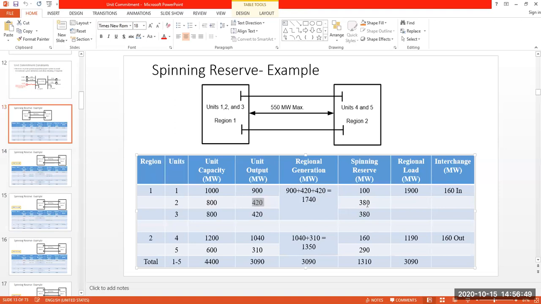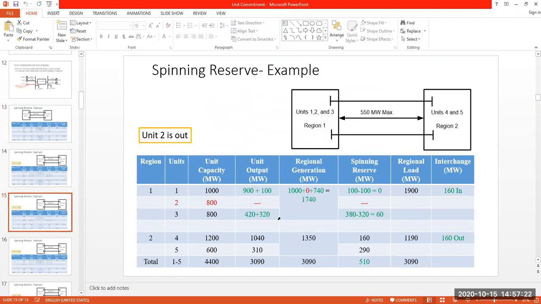So can we manage from this region? Yeah, 420, you can easily manage from this. Okay, this is not available, sorry. So I have 100 and 380, so total is 480. So I can manage. Is that clear? This would not be available because unit 2 is lost. So my spinning reserve would be 100 and 380, 480, but my missing generation is 420. So I can simply take values from this one, some from this one, and then I can meet up this missing 420.